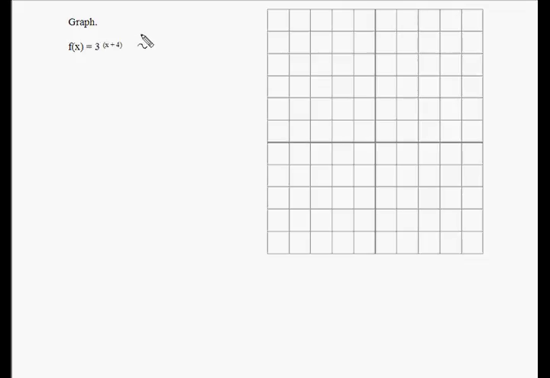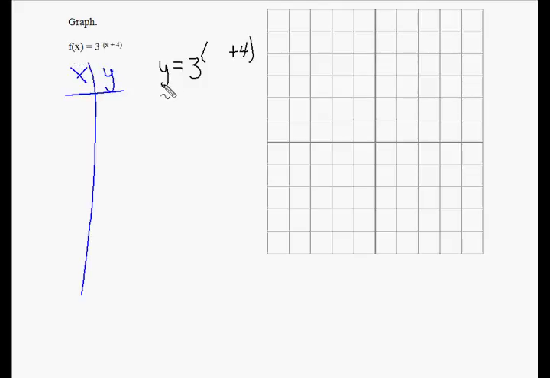Let's graph another exponential function. f of x is equal to 3 raised to the x plus 4. So we're going to need a little xy table. And you may recall that f of x is just another fancy name for y. So we're going to have y raised to a power, so we need an xy table.